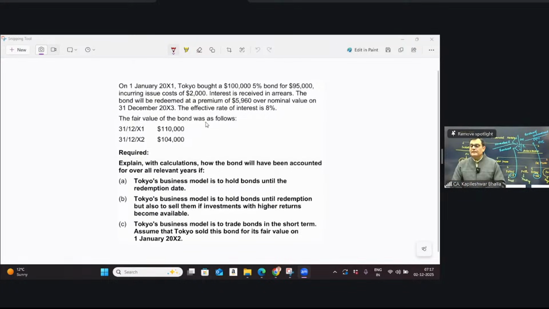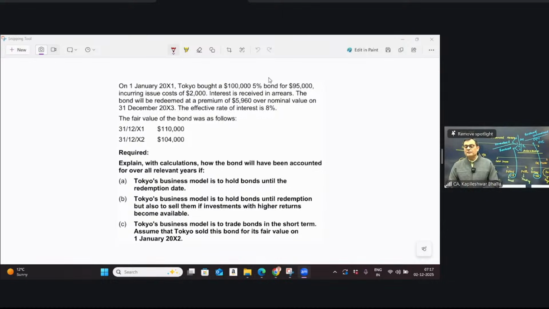Wonderful indeed. Then he says the Tokyo's business model is to hold the bonds until redemption, but also to sell them if the investments with high returns becomes available. It seems that there is a dual objective. The investor in this particular case is either going to hold them till maturity, or he may sell them if high returns becomes available. So in this particular case, a dual model would mean FVTOCI, and if it is a case of debt investments, wonderful, it is R, good.